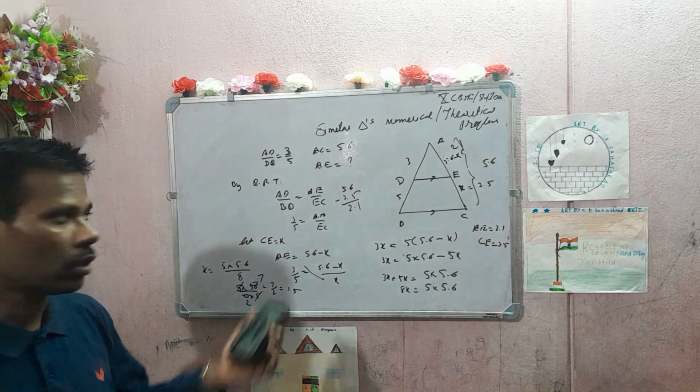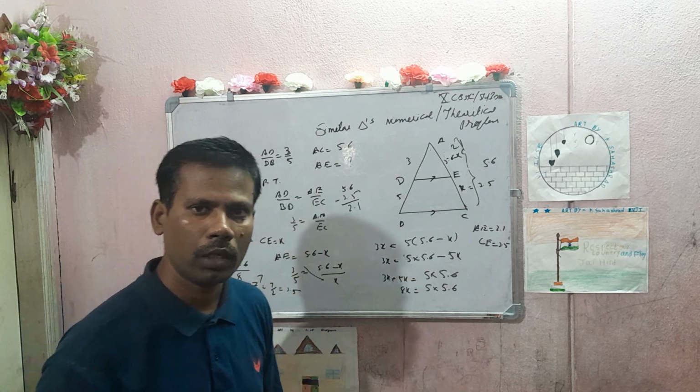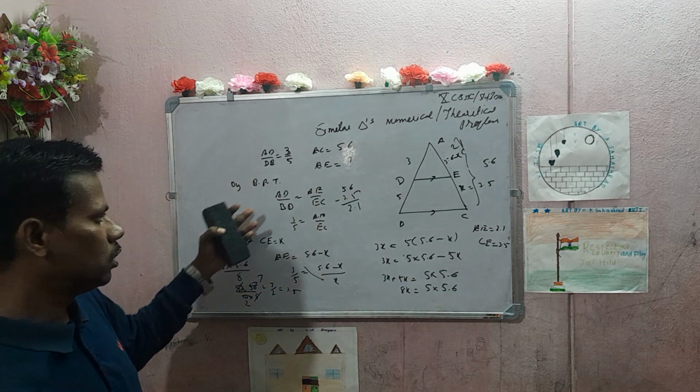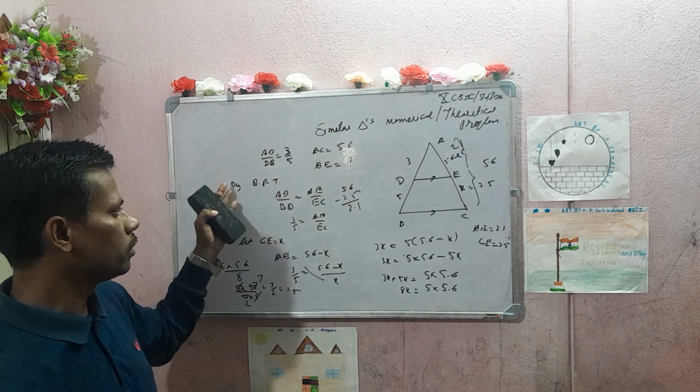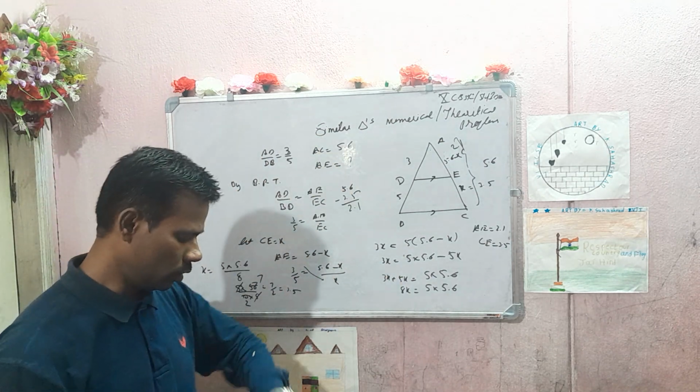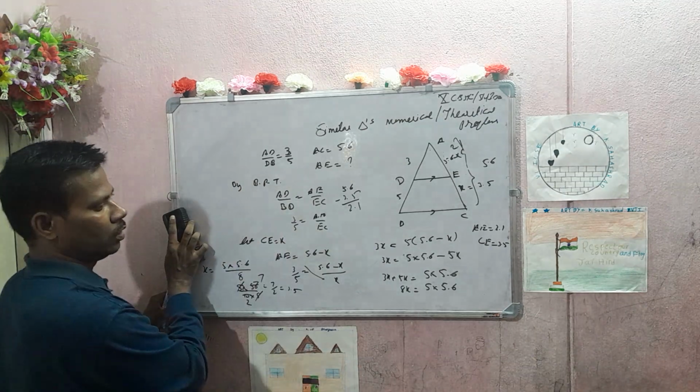So numerical problems are very simple. I am writing step by step. From the next problem onwards, I will be doing it a little bit faster. Since this is the first problem, I am writing all the steps, and that's it. This is another problem. Next. Is it clear?